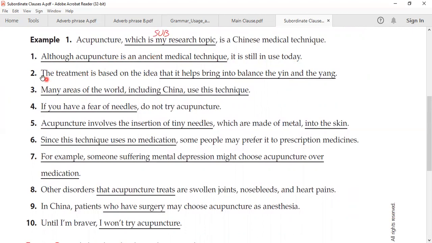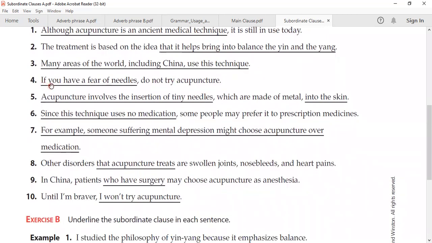Okay. The second one: the treatment is based on the idea that it helps bring into balance the yin and the yang. I just told you it's a Chinese technique. So this part of the sentence is a subordinate clause, and actually it's also a relative clause, right? Third one: many areas of the world, including China, use this technique. All of this part is actually a main clause. It's not a subordinate clause.